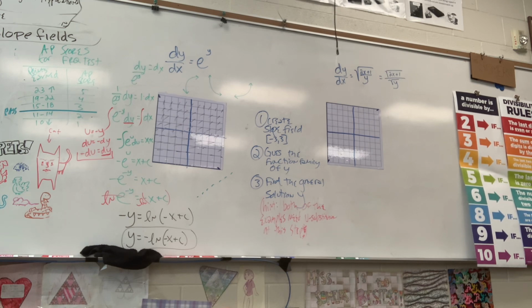What was the X value? Wait, why can't we use negative one? Because you can't take a negative square root.